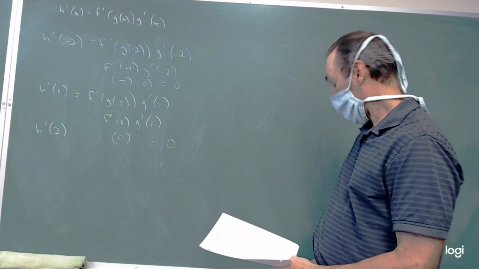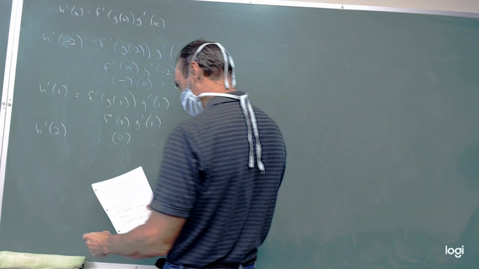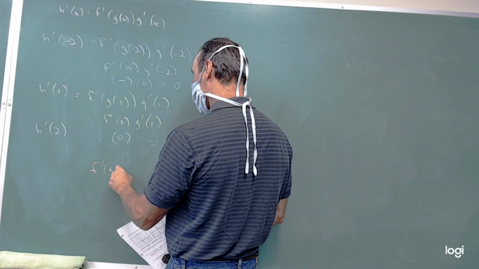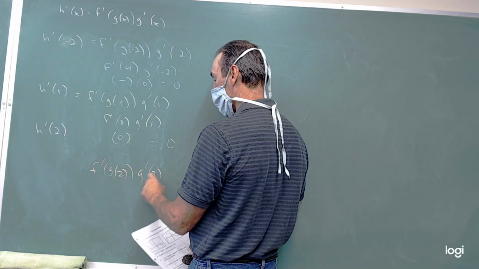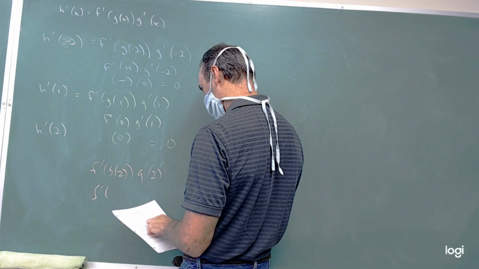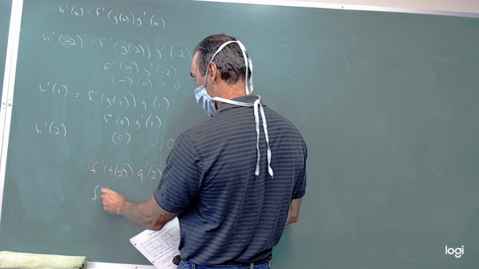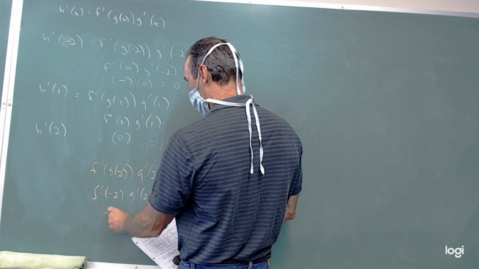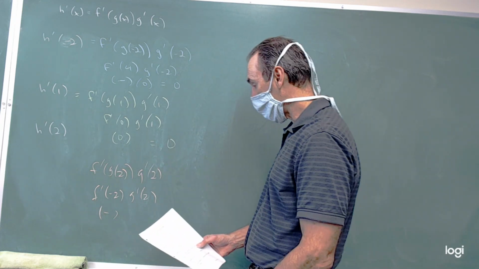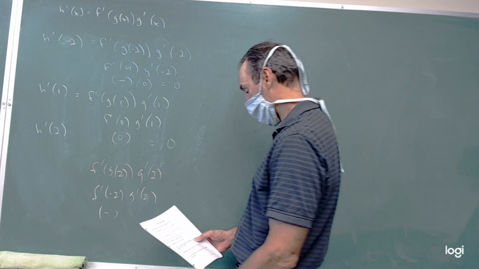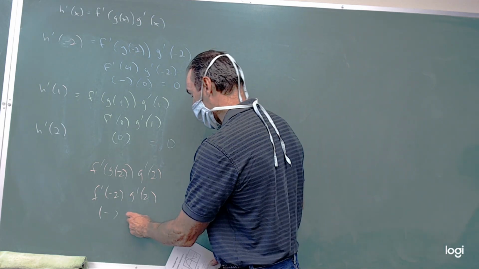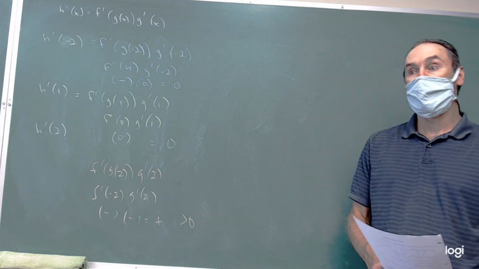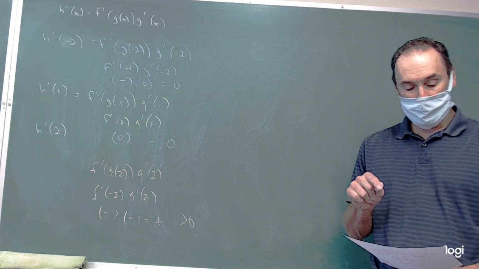And then on the H prime of 2, we are going to get F prime of G of 2 times G prime of 2. And G of 2 looks like it's about negative 2. And so on the F graph at negative 2, it's decreasing, so it'll be a negative derivative. And on the G graph at 2, it's also decreasing, so it's going to be a negative, which is going to make that positive or greater than 0. Okay? All right, try D.